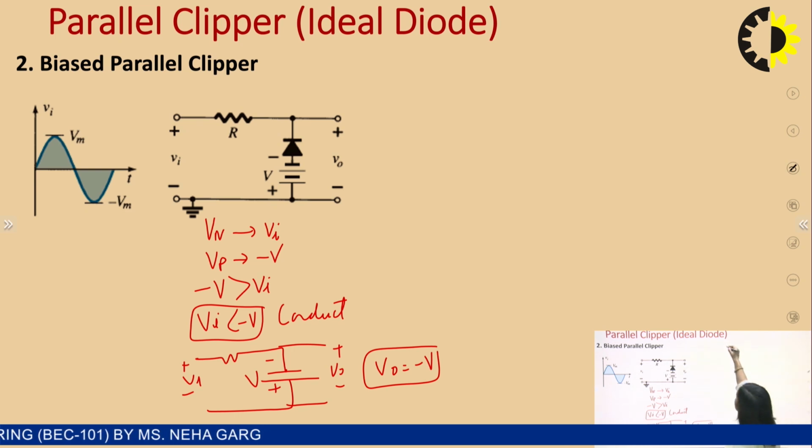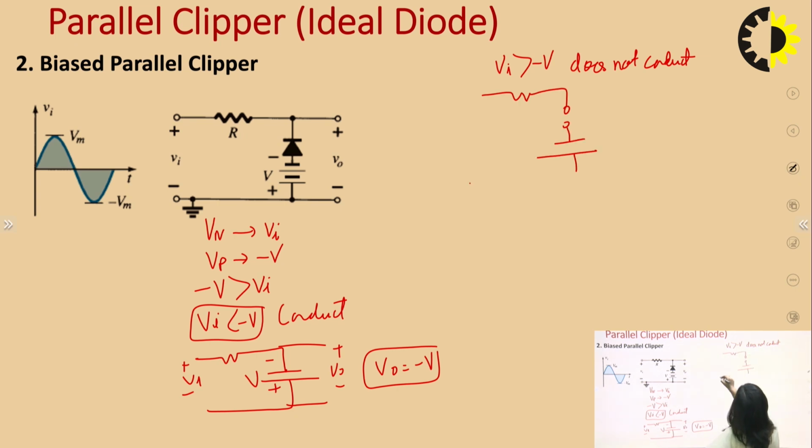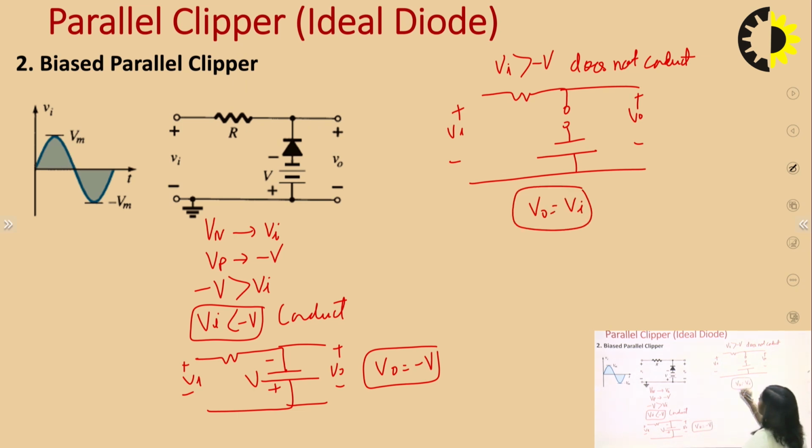And now for Vi greater than minus V, the diode does not conduct, and the equivalent circuit will be, now the diode will be open, like in this way, plus minus Vi. So here V naught would be equal to Vi. So in a parallel clipper, if the diode is not conducting, then output would be equal to Vi. And in case of a series clipper, when the diode is not conducting, the output would be equal to 0.